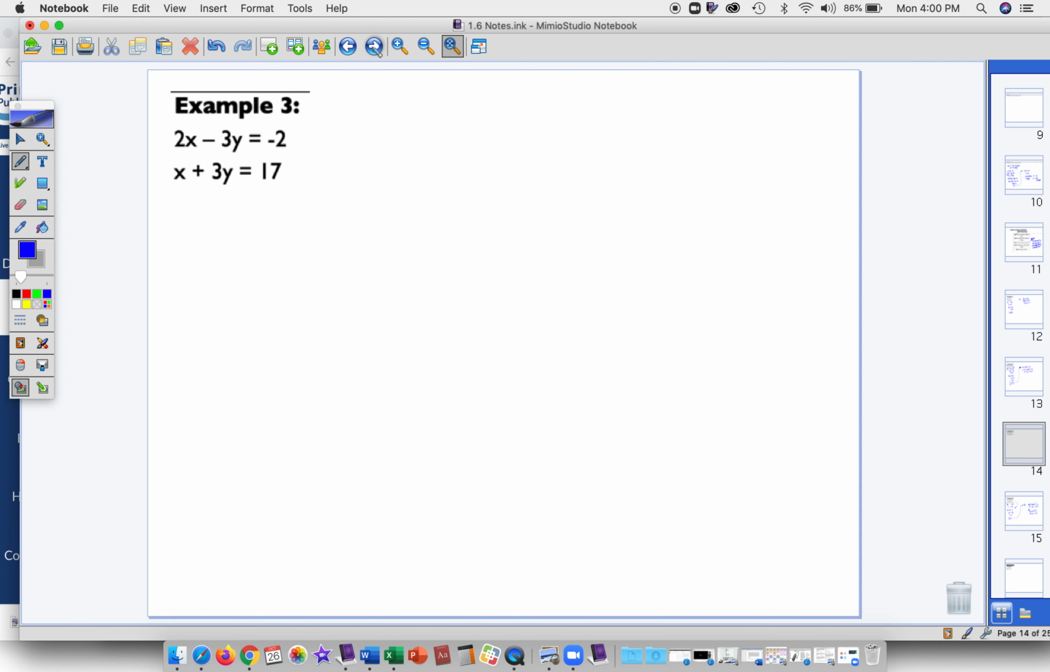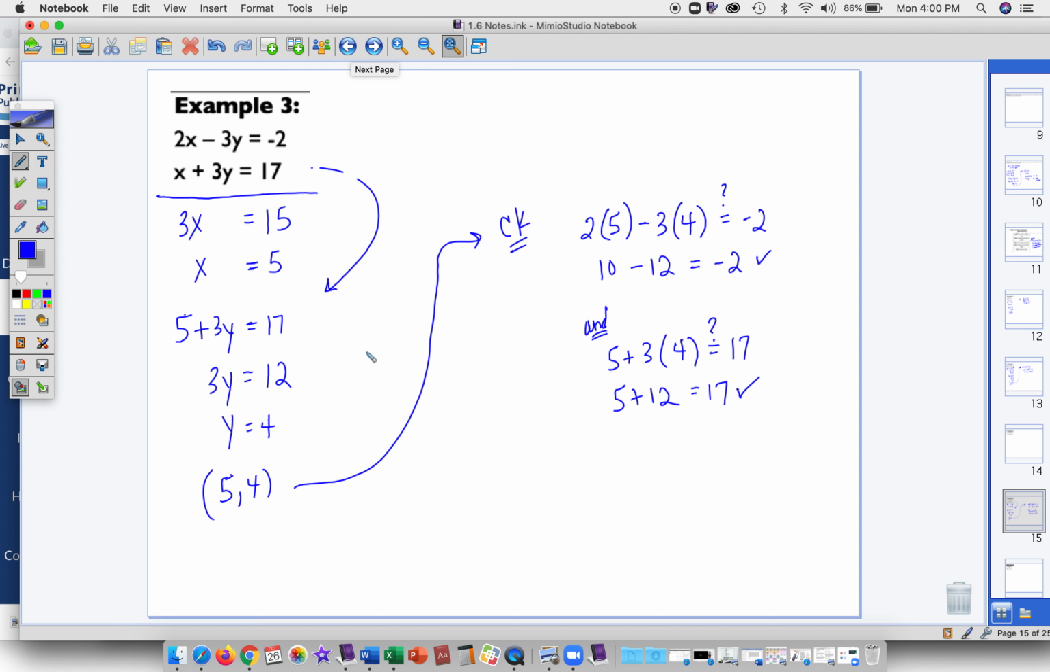Okay, let's see how you did. So for example 3, I got the solution 5, 4. And you can see my check over here on the side. If you got a different solution, then go through and check the work, compare our work.